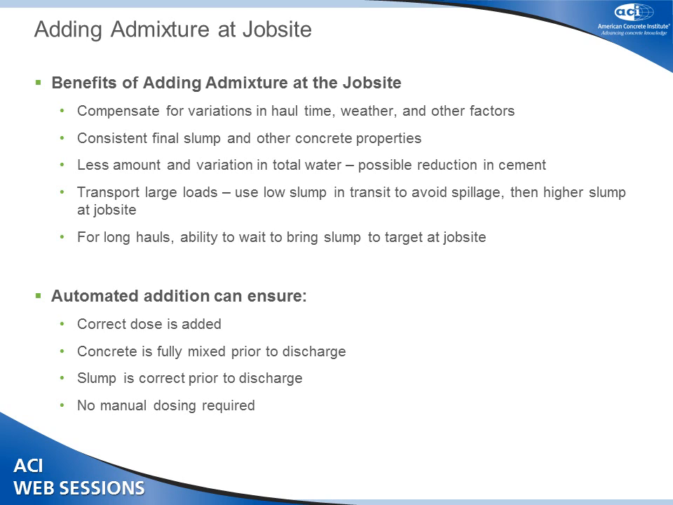Also, you're able to transport larger loads. So you can start out with a low slump and then bring it to a high slump on the job site. If you're in a very hilly area and you have a full-size load, you can't often transport very high slumps because of the risk of spillage. So with adding admixture at the job site, you can start out with a lower slump and then go to a high slump. And then obviously for long hauls, you don't have to maintain this high slump for the entire transit time. You can wait and conserve admixture by adjusting at the job site.